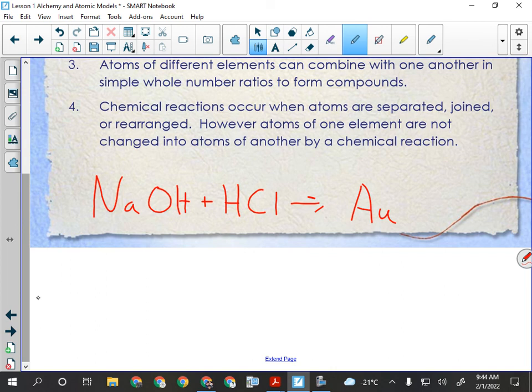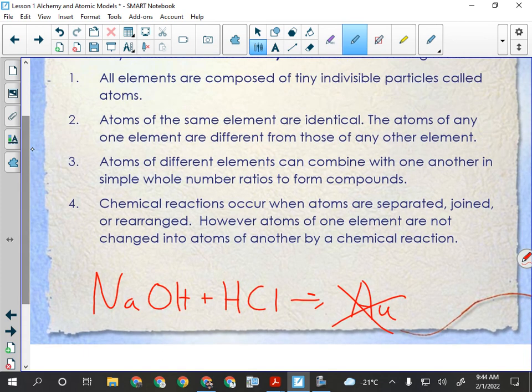In a reaction, I can rearrange them, I can pull them apart, I can put them together, but I cannot change them into something I didn't start with. Okay? Does that make sense to everybody? So this is impossible, and that's what Dalton's 4th point is saying. In a chemical reaction, you can only put them together, take them apart, or rearrange them, but you can't turn them into something else. Okay. All right. Questions on that one? You okay with that? Okay.